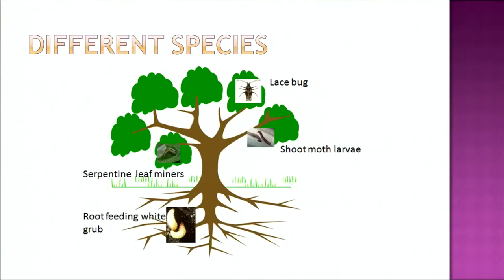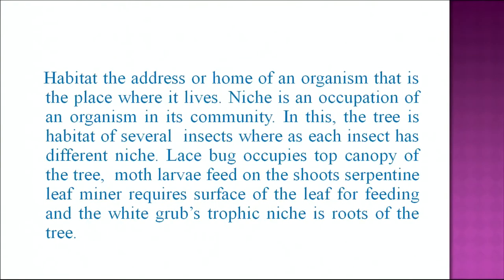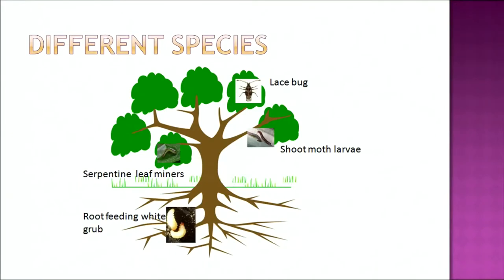In this, the tree is habitat of several insects, whereas each insect has a different niche. Lacebug occupies top canopy of the tree. Moth larvae feed on the shoots. Serpentine leaf miners require surface of the leaf for feeding, and the white grubs' trophic niche is roots of the tree. In this slide, you can see different niches for different organisms on the same tree.